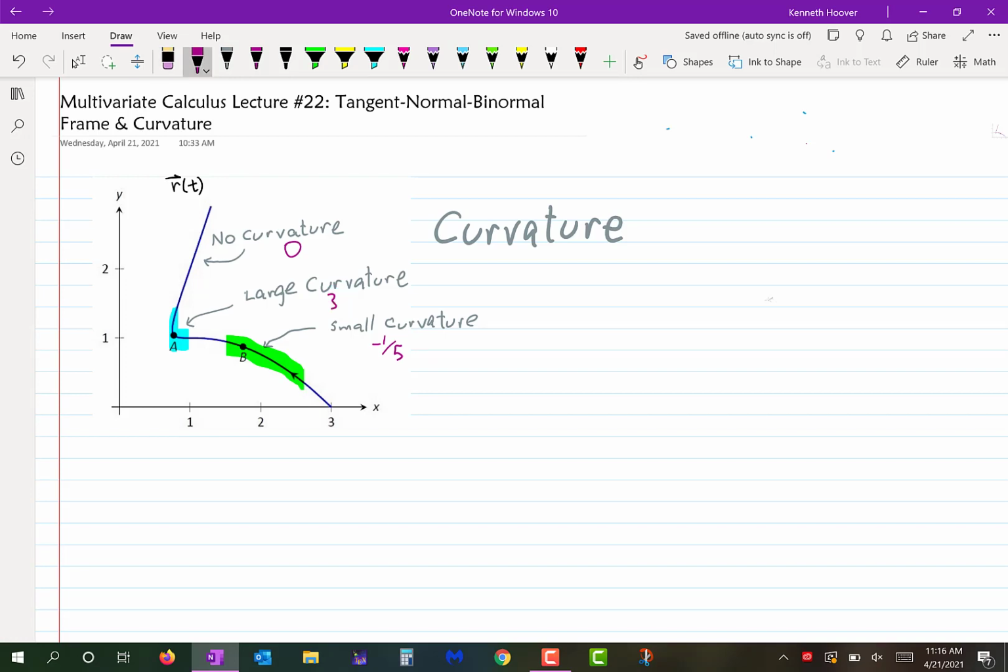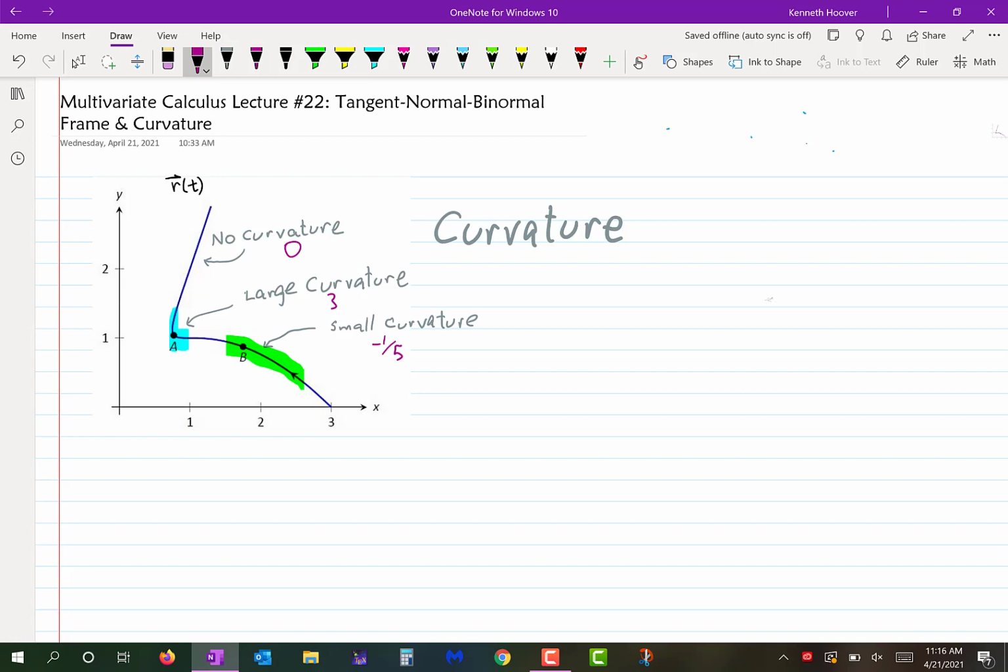You see, because the green section has a curvature that's a small number, and the blue section has a curvature that's a lot larger number, and because one of those curvatures is negative and the other is positive, then here's what I can say. The blue portion of the graph is turning in the opposite direction than the green portion's turning, and the blue portion is also turning a lot sharper.